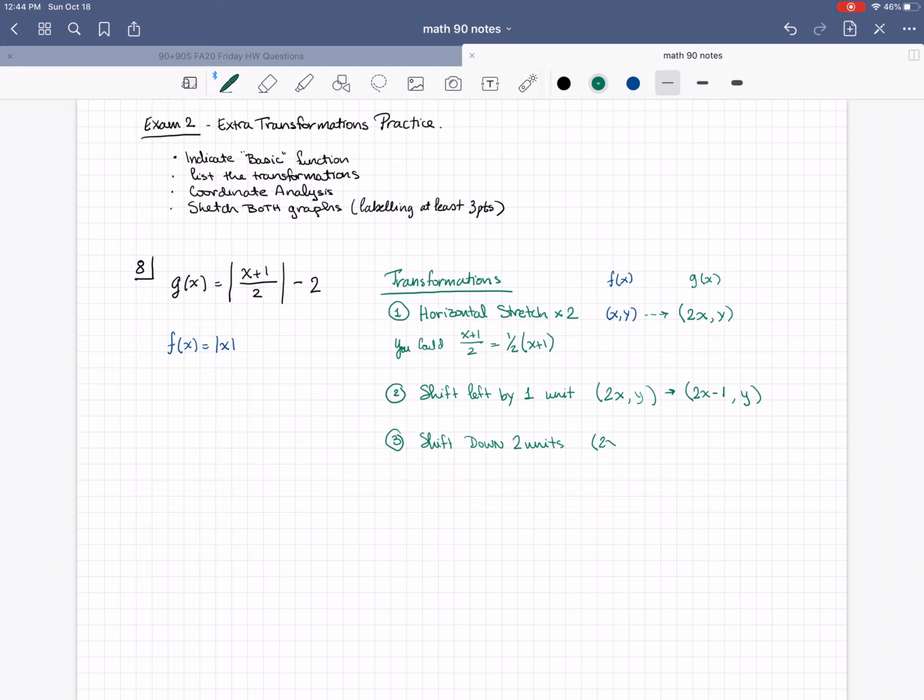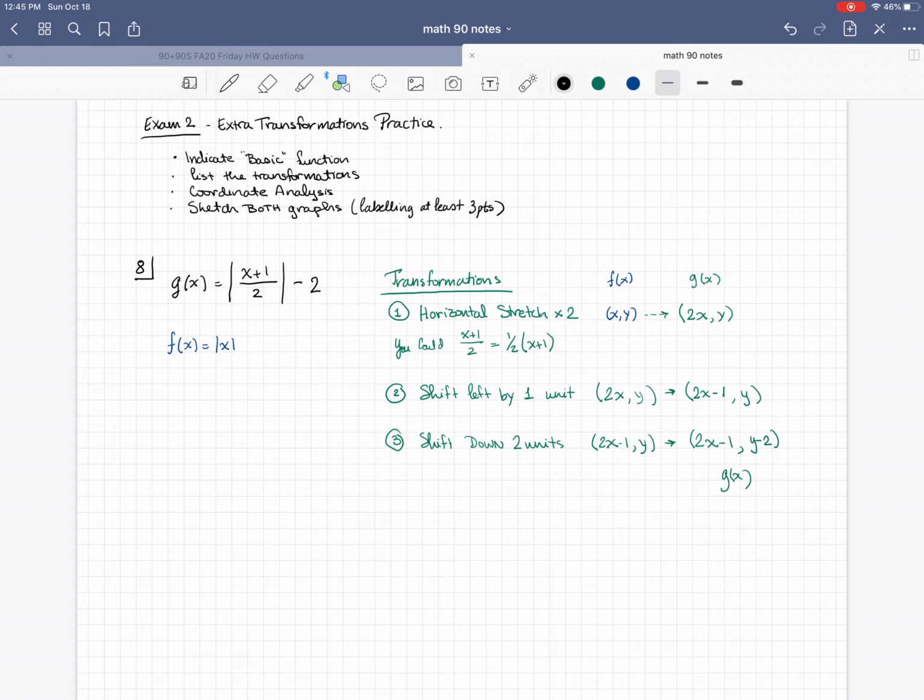All right, so we were starting at 2x minus 1, y, and then we're shifting down. A shift down does not impact the x coordinate. It's just going to stay the same, but our y coordinate is going to be decreased by 2. So this is our final destination. If we start at the point x, y and then we wind our way through the transformations, this is where we end up. So a point x, y on the graph of f ends up at the point 2x minus 1, y minus 2 on the graph of g.